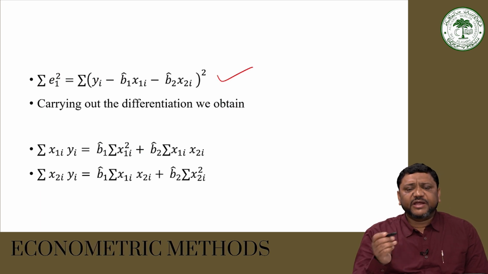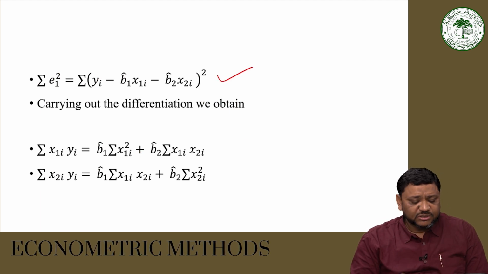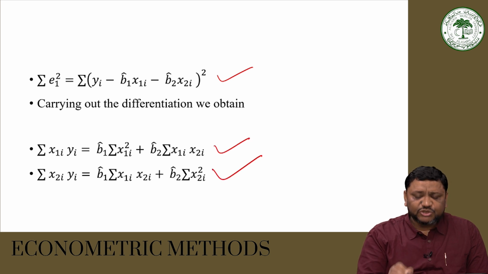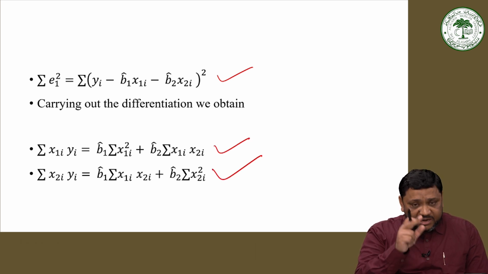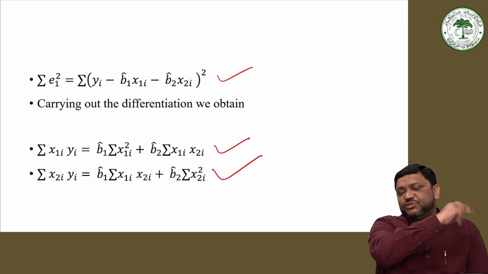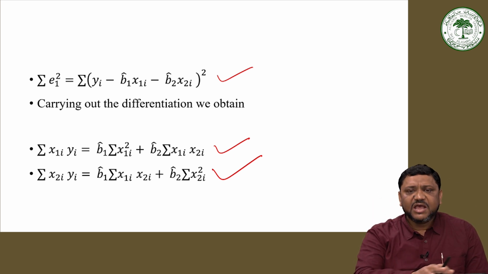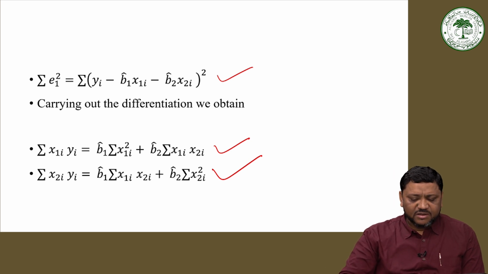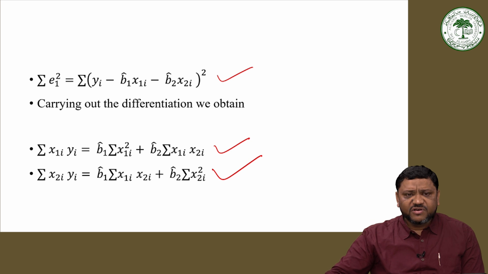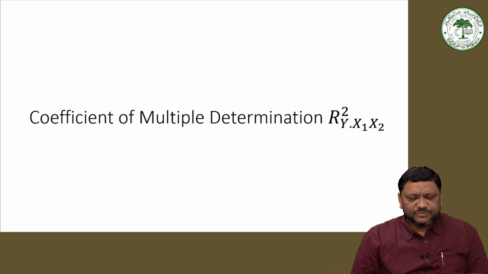From this equation we again do the partial differentiation. Upon doing that, we get these two equations. These two are similar to the normal equations which we derived in our earlier case, and from this also we can get the same values of beta 1 and beta 2. So these things we have covered in our previous class.